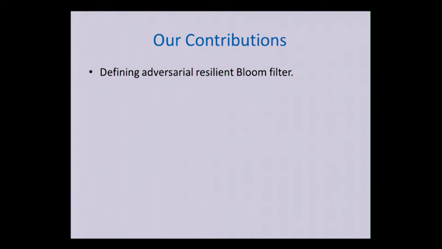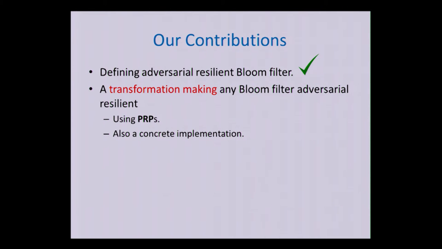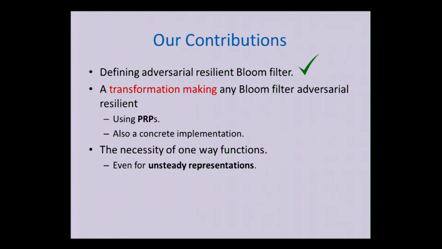OK, so what are our contributions? The first one is defining the adversarial resilient Bloom filter, which we did. The second contribution is a general transformation: we take any Bloom filter and make it adversarial resilient. We use PRPs, pseudo-random permutations, and we also give a concrete implementation, which I might talk about later. Then we show that one-way functions are actually necessary. We'll see that later, even for what we call the unsteady representation case. And at the end, I'll talk about unbounded adversaries, where we also give a construction.